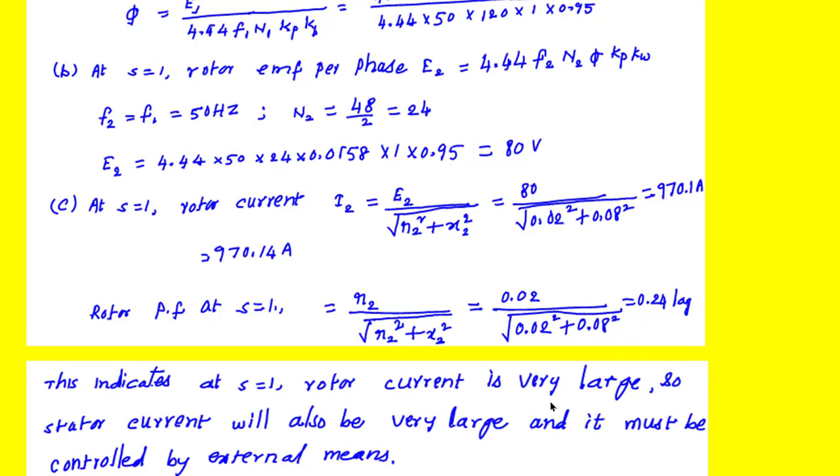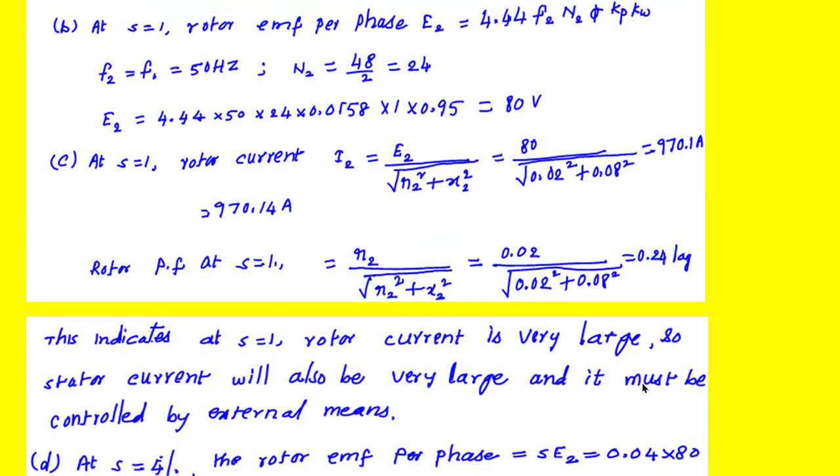So this indicates the rotor current is very large. At S equal to 1 the induced EMF is very large, so automatically the rotor current is also very large. So the stator has to take more current. So it must be controlled by external means. The rotor current must be controlled by external means, or we have to control the stator current.